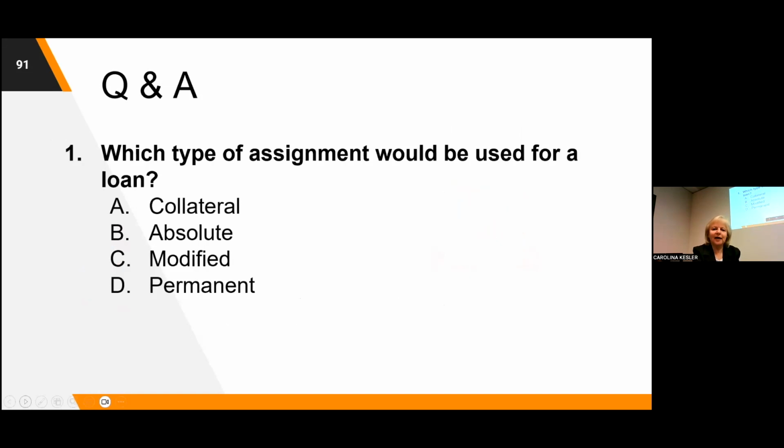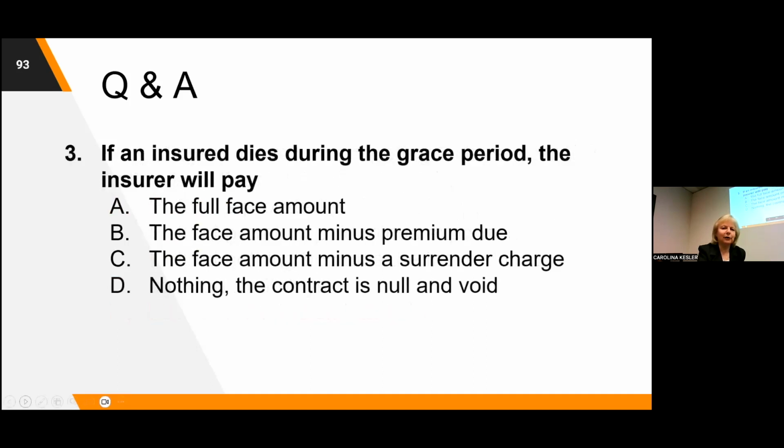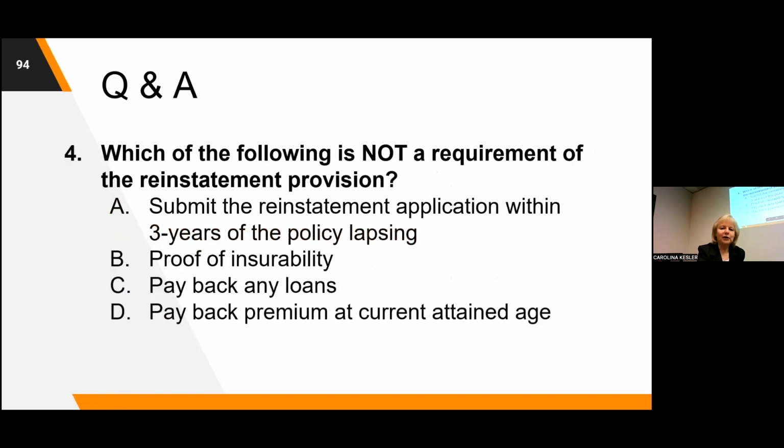Here's your quiz. Which type of assignment would be used for a loan? Remember, temporary is collateral. Yes. If a policy owner returns a policy 7 days after it's delivered, the insurer is going to do what? Yes, refund the full premium paid. If an insured dies during the grace period, the insurer will pay what? Yeah, minus the premium due, right? Which of the following is not a requirement of the reinstatement provision?